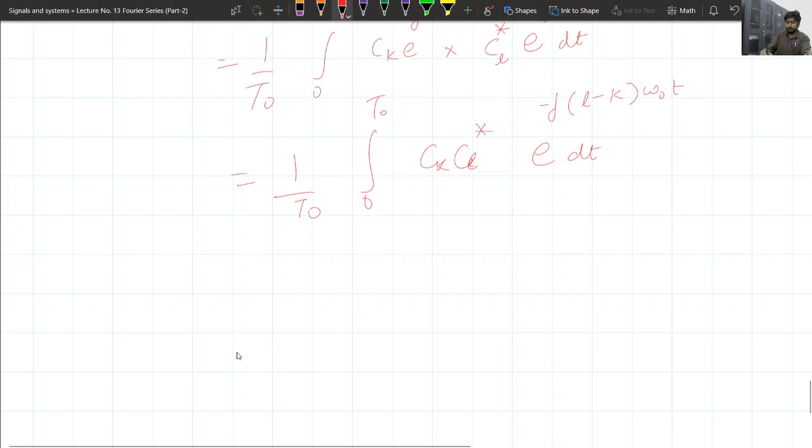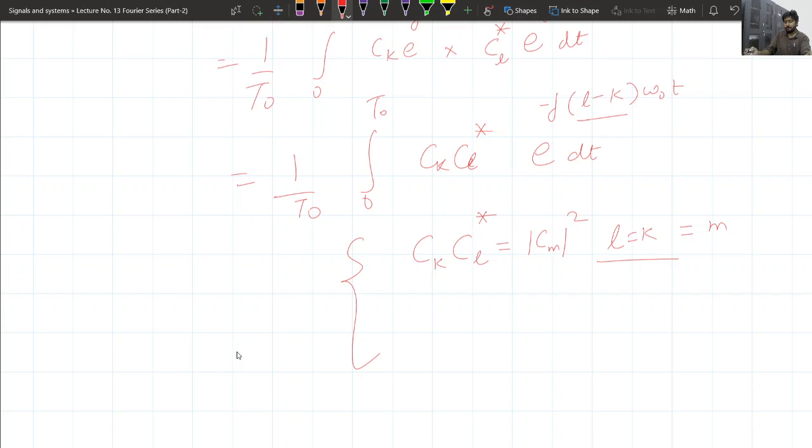Now it will have two values. If l equals k, then this exponent term will go to 0, and its value will be simply ck into cl. Since we are taking l equal to k, let's say it equals m. Then putting k equal to l, this can simply be written as cm squared. And for l not equal to k, we know that this integration will be 0, so this value will be 0.